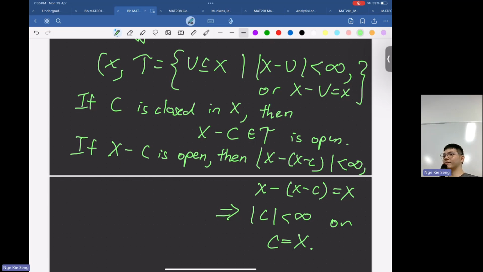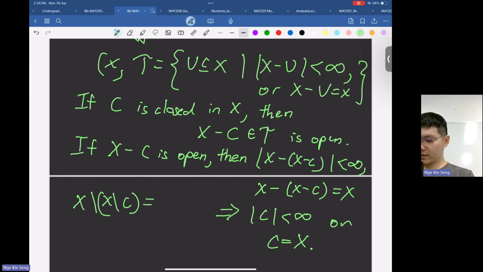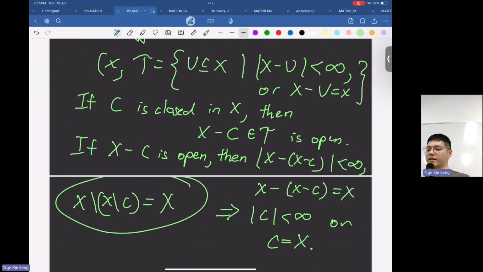Yeah, X minus C. Why is that true? So X take away C is X? So this is set theory. So why is it true? Oh, equal to C. Sorry. Yeah.